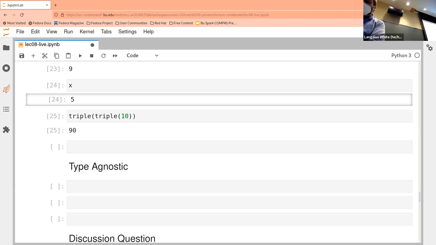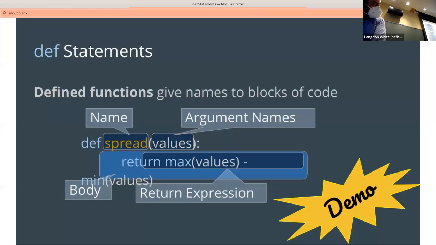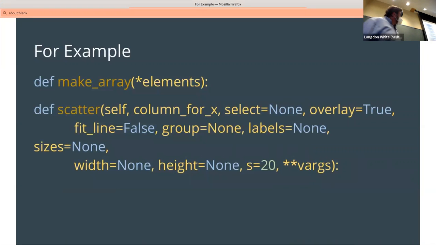Yeah, so let's go back to methods for a minute. And just to give some examples, okay? These are two of the methods that we're using. Make array is basically the set of elements that you want to put into the array. Scatter, for example, makes the scatter plot, and these are all the different parameters or fields that are optional or usable for this function.